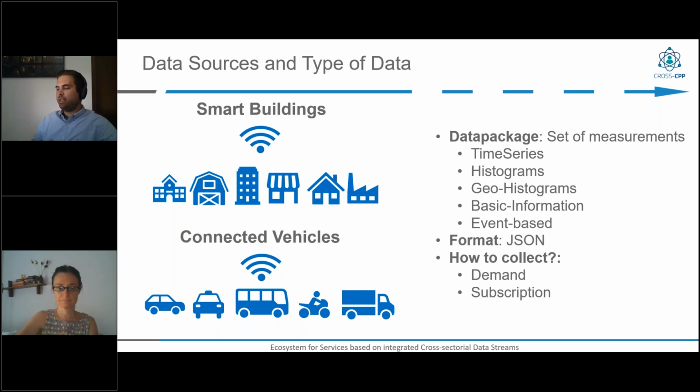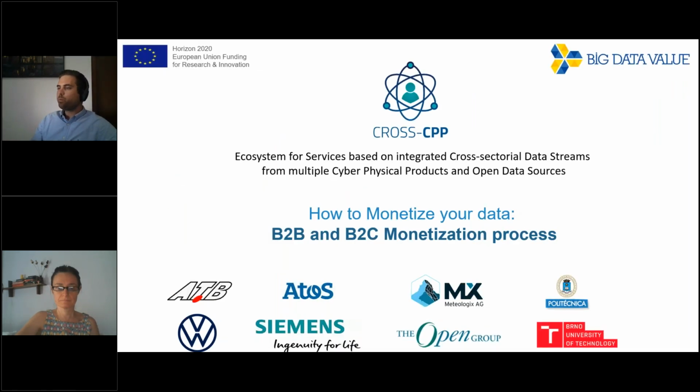So basically the CDIM is the evolution of what Christian already mentioned, the CVIM. CVIM is the Common Vehicle Information Model, and then we move into a more cross-sectorial way, and we call it the Common Industrial data model. We have the data package and a set of measurements: time series, histogram, geohistogram, basic information, and event based. The format is JSON, and you can collect on demand or by subscription. Later on, I'm going to explain this in detail.